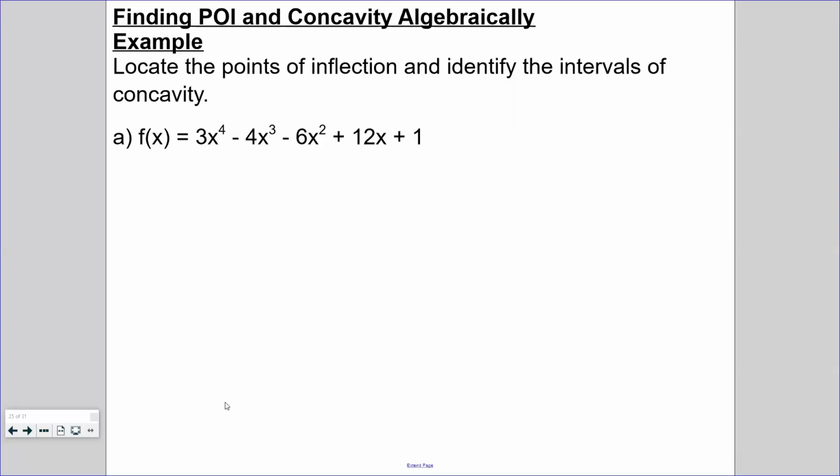All right, anyways, back to the problem. So we are trying to find the intervals of concavity, which means we need to find the points of inflection. And hopefully you remember from 20 minutes ago that in order to find points of inflection, we need to set the second derivative equal to 0, which means we first have to find the second derivative. So f prime is going to be 12x cubed minus 12x squared minus 12x plus 12. Isn't that fun?